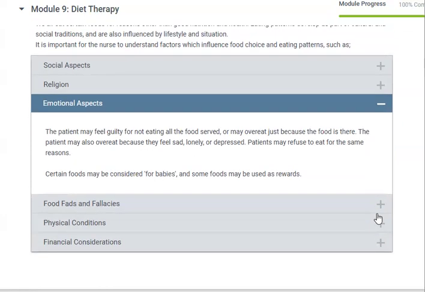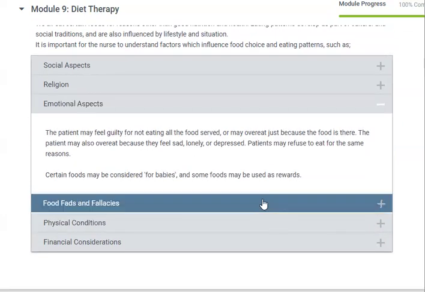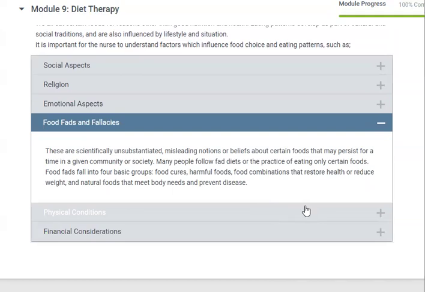Food fads and fallacies. These are scientifically unsubstantiated, misleading notions or beliefs about certain foods that may persist for a time in a given community or society. Many people follow fad diets or the practice of eating only certain foods. Food fads fall into 4 basic groups: food cures, harmful foods, food combinations that restore health or reduce weight, and natural foods that meet body needs and prevent disease.